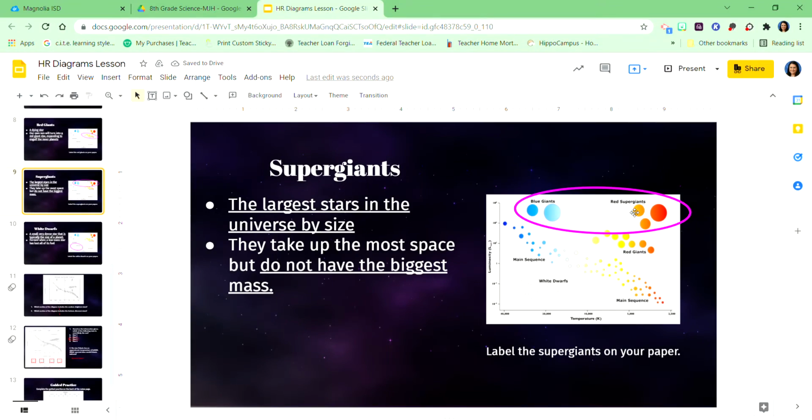Supergiants are on the very top because remember this is how big and bright they are. So the higher we go to the top, the bigger they are. So they are the largest stars in the universe by size. They take up most space, but do not have the biggest mass. So they're very huge, but they're very light because they're made up mostly of gases and different elements and stuff.